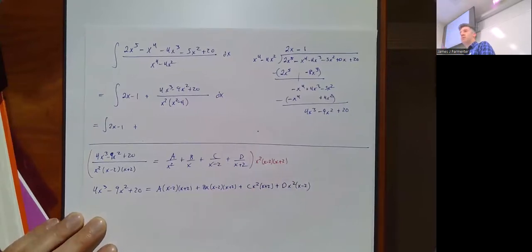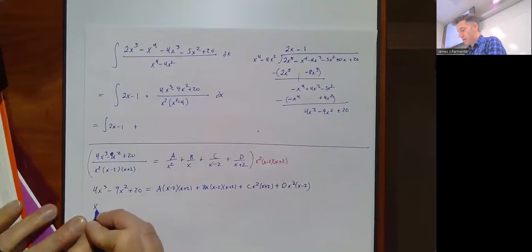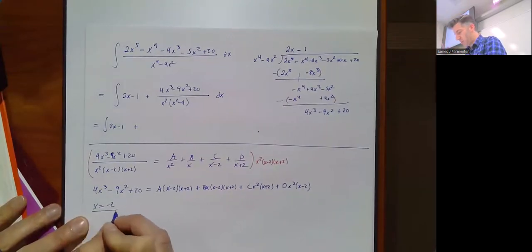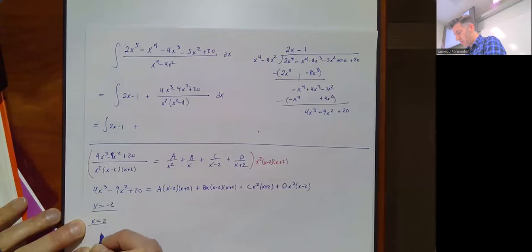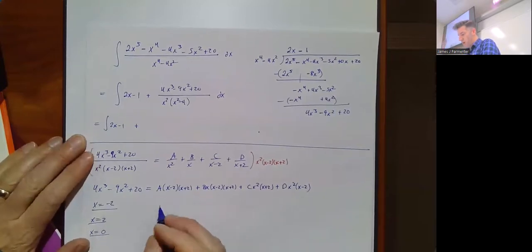And now we continue our journey of picking convenient values. What are my convenient values? What's one of them? Yell it out. Negative 2. Awesome. What's another one? Someone else. Great. And that's all of them. We don't have enough convenient values to find all of our A, B, C, and D, but that's okay. It'll work out still. So for x equals negative 2, I plug it in.